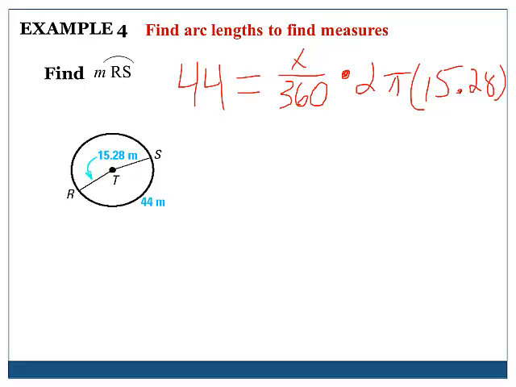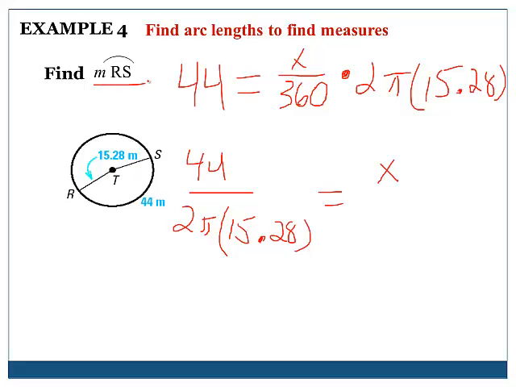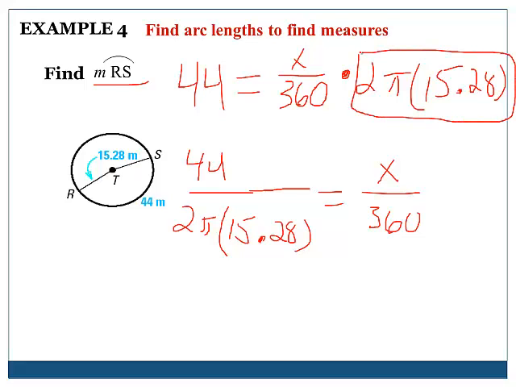And there's another way. So if we want to set it up a different way, we could have 44 over 2 pi times 15.28 and set that equal to X, which is the measure of our arc length RS, all over 360. And just a quick little quiz here. The difference between these two, can you see it? All we did was divide by our circumference. So our 2 pi r, all we did was divide it over and make it a little bit simpler.